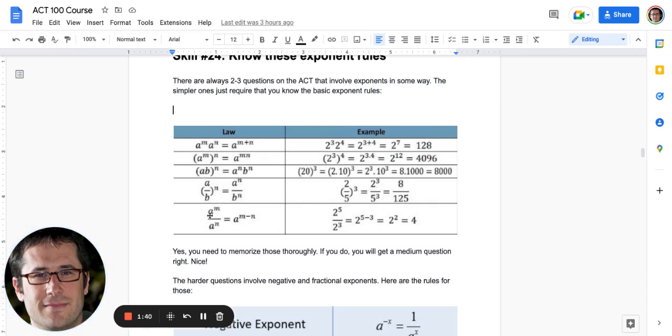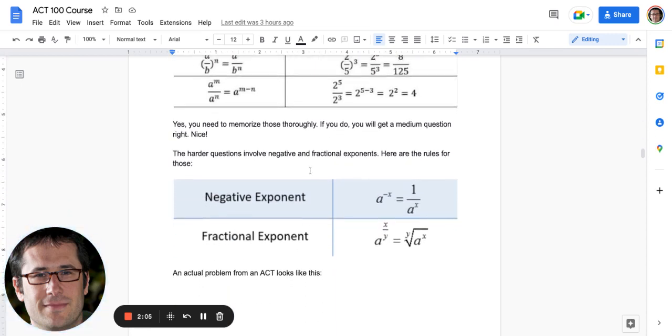And then last, when you divide exponents, you subtract the exponents. So a to the m over a to the n means a to the m minus n. 2 to the 5th over 2 to the 3 is 2 to the 5 minus 3, 2 squared, 4. Okay? So again, you have to memorize these. These are perfect for making flashcards, as we talked about earlier in the top 10 overall ACT skills.